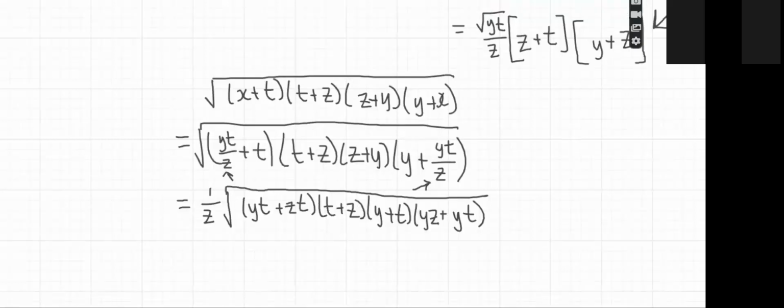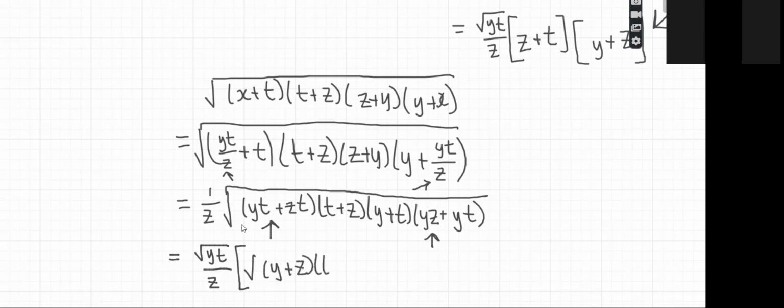Okay, now we can take a factor of t out here and a factor of y out here. And we'll have the square root of yt divided by z times the square root of (y plus z)(t plus z)(y plus t) and (z plus t).